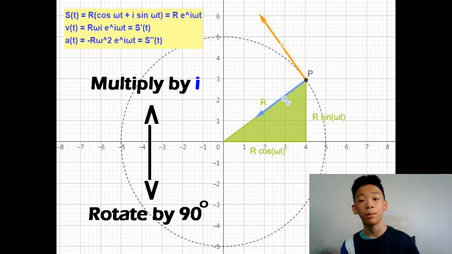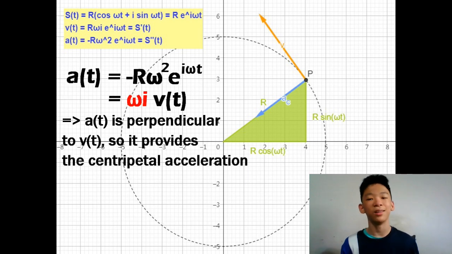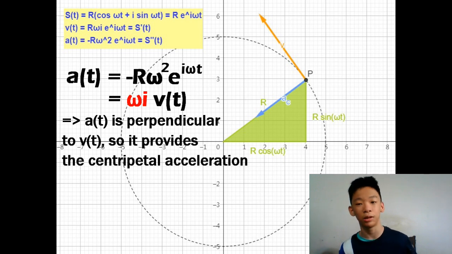Now, notice that multiplying any complex number by i rotates it on the complex plane by pi over 2 radians, or 90 degrees. And so we can see that the acceleration is omega i times the velocity, which means that the acceleration is perpendicular to the velocity. And since the velocity in this case is the tangential velocity of the particle, this acceleration is going to be the centripetal acceleration of the particle.